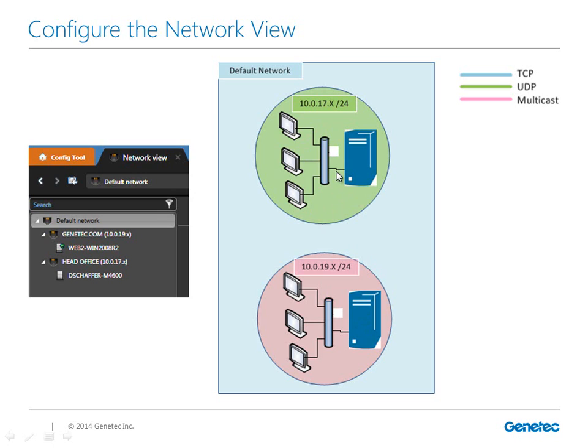Now, if we have users connecting over the internet or from another network that's not within the .17 or .19 networks, it will be considered in the range of the default network, so basically outside of either of these two circles here, and all network transmissions will use unicast TCP.